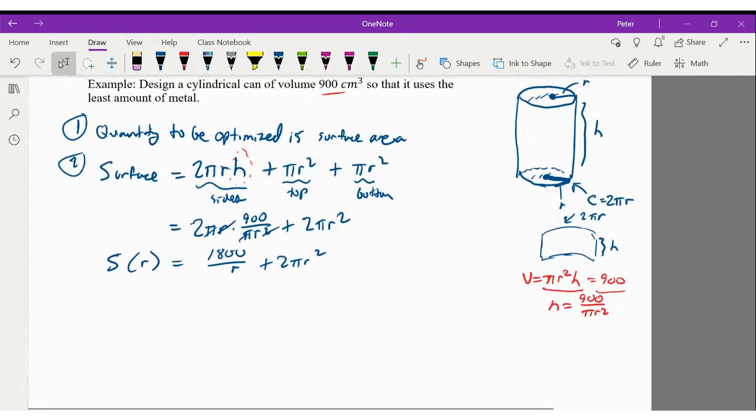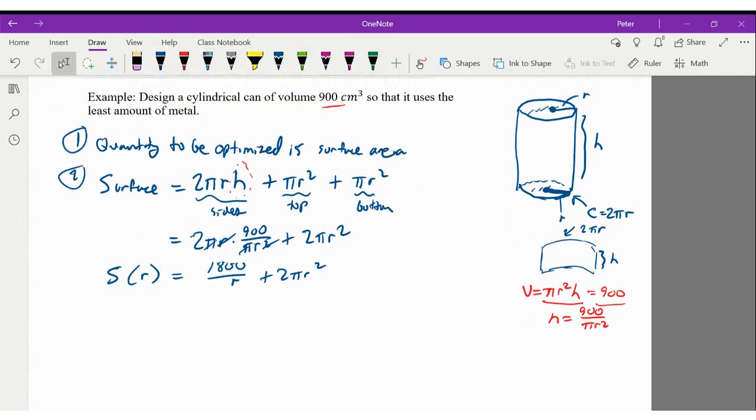So basically what this is going to tell us is the optimal radius. When we finish the problem, this is going to tell us the optimal radius for this can. And since we already know the relationship between the height and the radius, we'll just be able to plug that radius into this formula and get the height back. So, okay. Now, we need to figure out what the domain is.